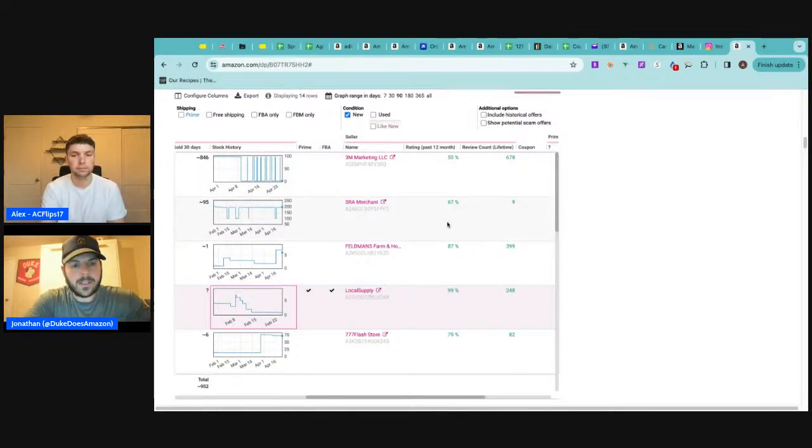Yeah, I don't necessarily look at it too much, but to your point, if I'm trying to paint a picture, somebody seems to always have stock, somebody is always the lowest price, and they have 3,000 reviews, I'm saying, okay, this is probably a wholesaler and they're going to be able to beat me on price 99% of the time. So it's an uphill battle.